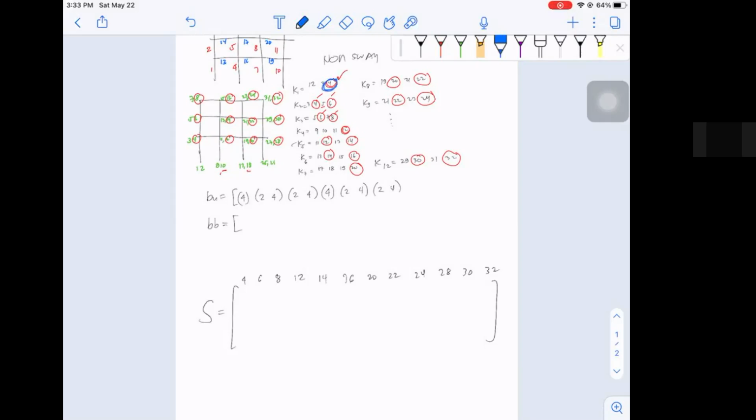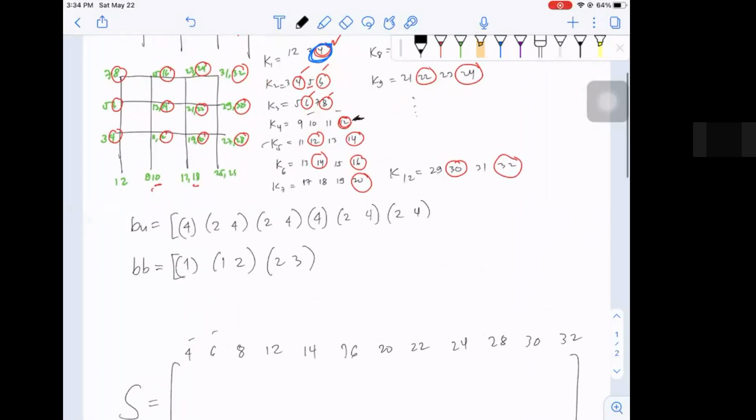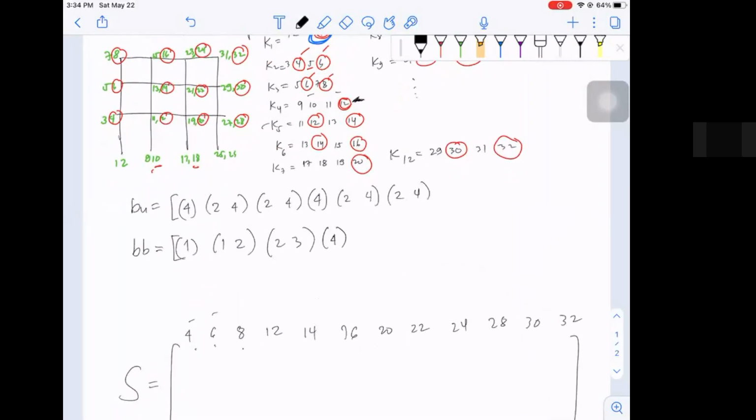to our S. So that will be the first element, right? The destination of 4 and 6, that will be first and second. So that will be 1 and 2. The destination of 6 and 8, second and third, right? The destination of 12 here, this one, 1, 2, 3, 4. It's fourth. The destination of 12 and 14, 1, 2, 3, 4, 5. So 4 and 5.